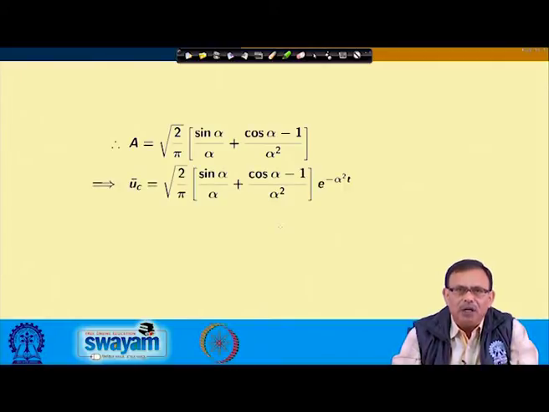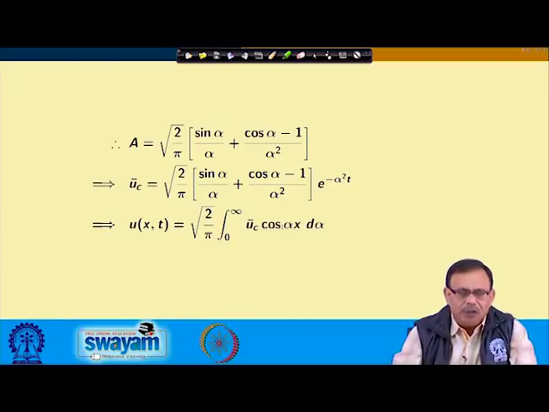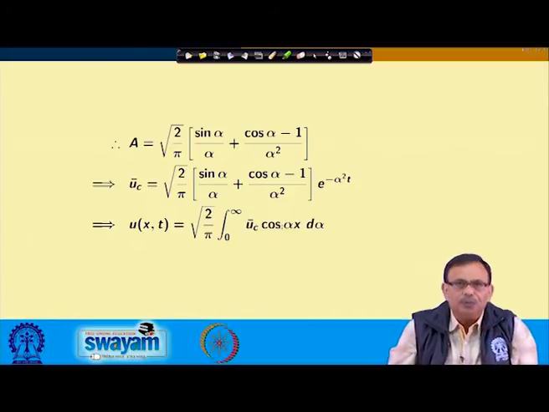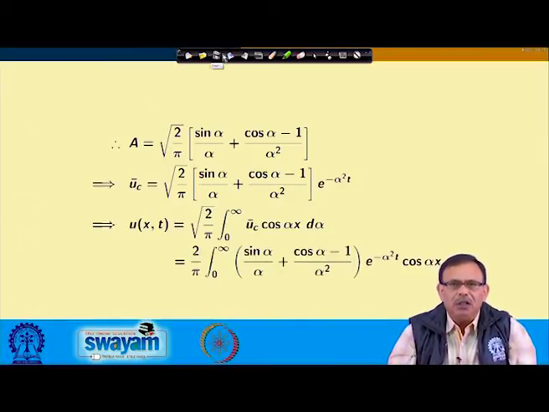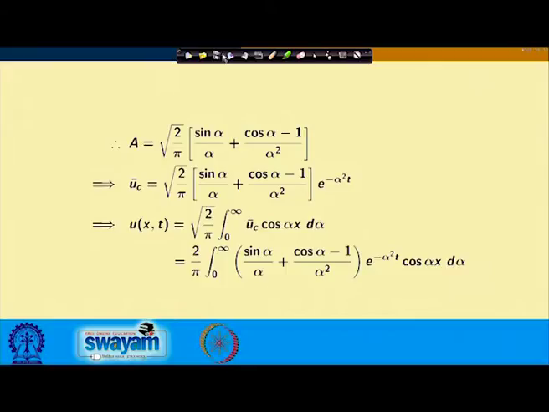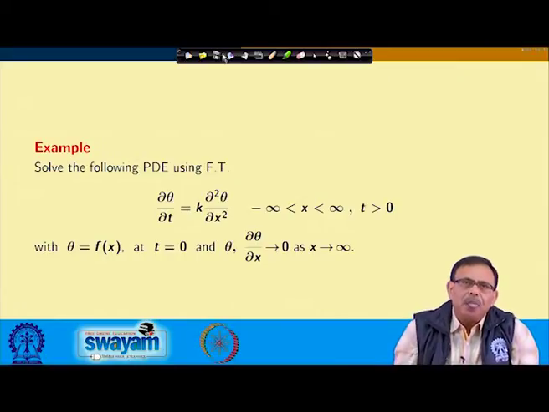Once I obtained a, I can find out u bar c as a function of alpha and t, and from here I can write down u x t equals root over 2 by pi, 0 to infinity, u bar c cos of alpha x dx, and you can substitute the value of u bar c over here and you will obtain the required integral. If I evaluate the integral, I can find the value of u x t. Now, let us see the other one.